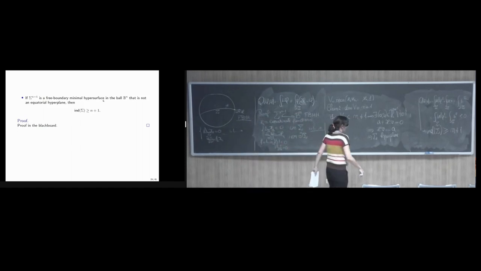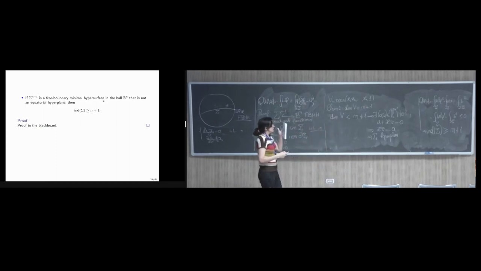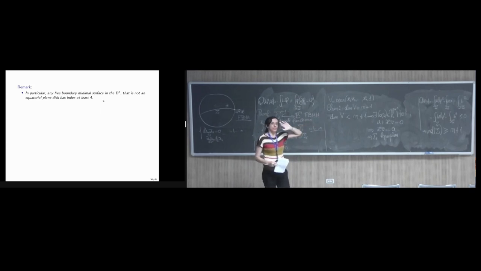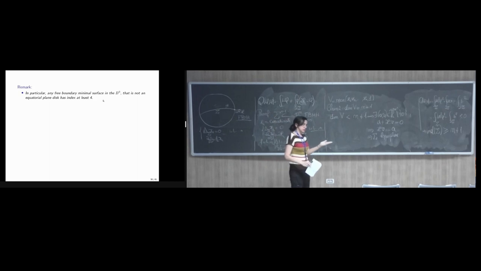Okay, remember that, please. So, in particular, as I said before, any free boundary minimal surface in the Euclidean three-ball has index at least 4, in the case that I suppose the surface is not the equatorial disk, right? Because the equatorial disk, remember, has index 1. Let's continue.